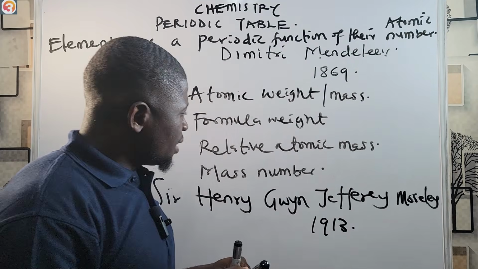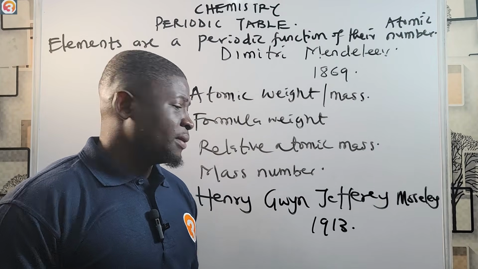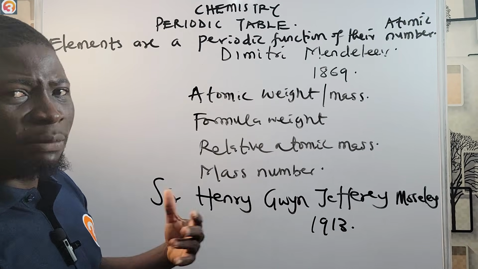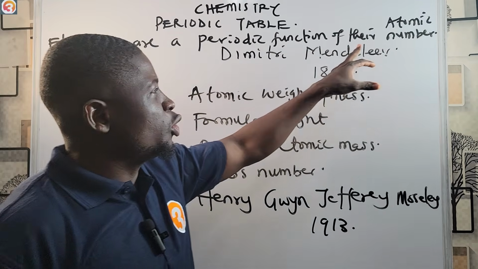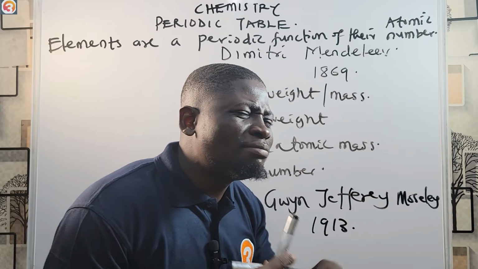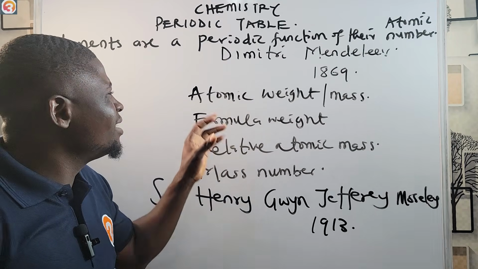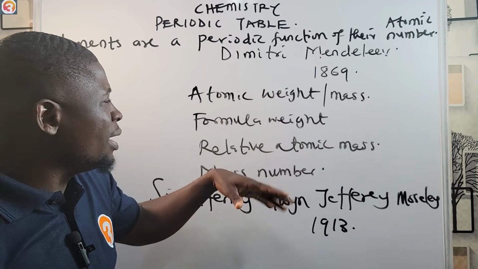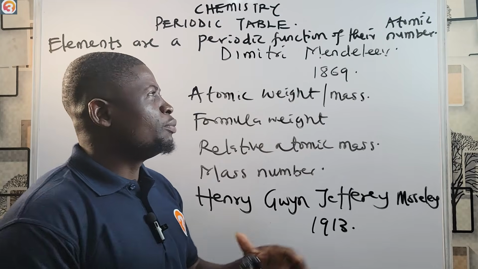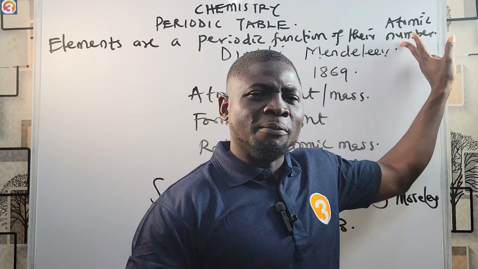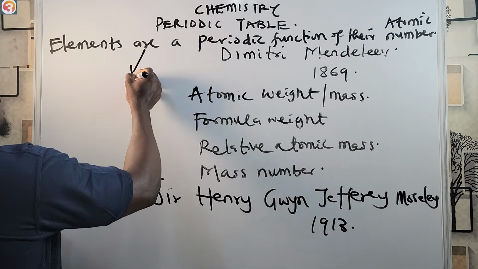All right. So Sir Henry Gwyn Jeffrey Moseley was an English chemist or physicist. And in 1913, he revised the periodic table and said that elements in the periodic table are a periodic function of their atomic number. That means that elements are not supposed to be arranged in the periodic table according to their increasing atomic weight or mass, formula weight, relative atomic mass or mass numbers. Instead, they are to be arranged according to their atomic number. And this law is what we now call the modern periodic law.